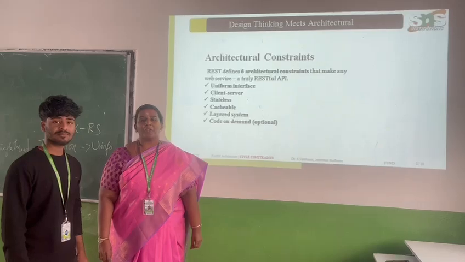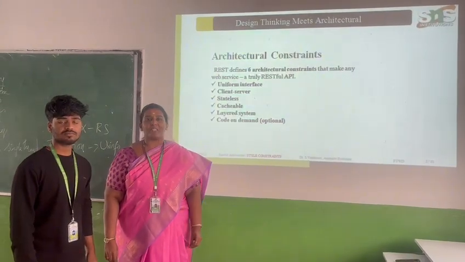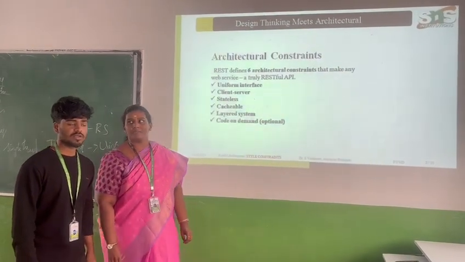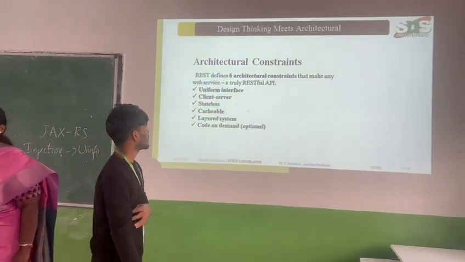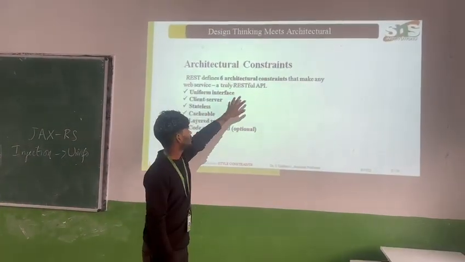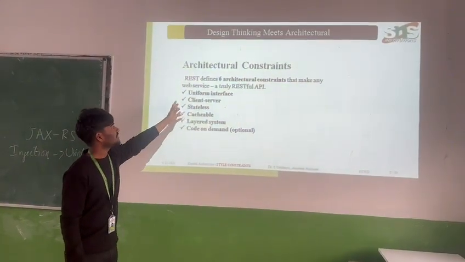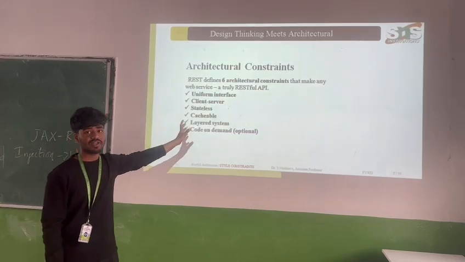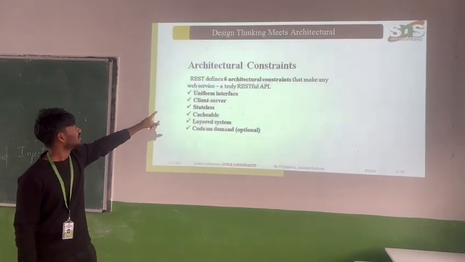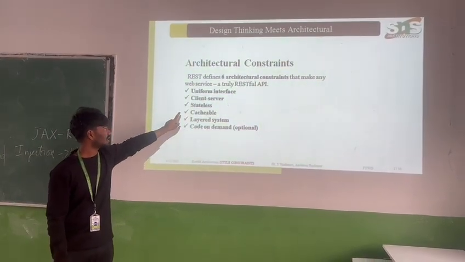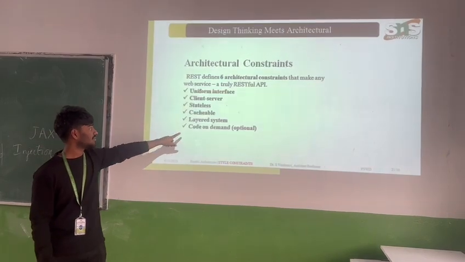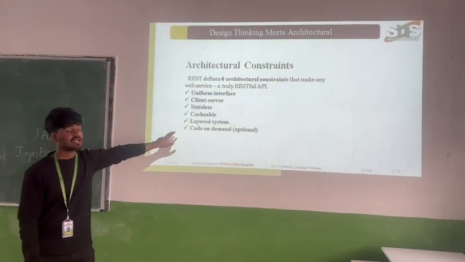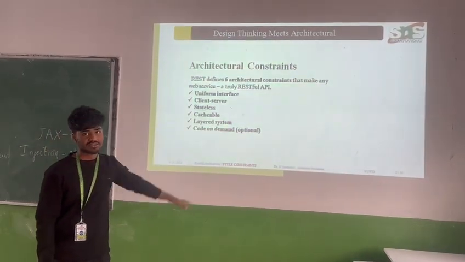Now Ajay is going to explain architectural constraints in the design thinking method. Morning to all. We are seeing architectural constraints today. REST defines its architectural constraints in RESTful API. The six constraints are: uniform interface, client-server, statelessness, cacheable, layered system, and code on demand. These six are architectural constraints.